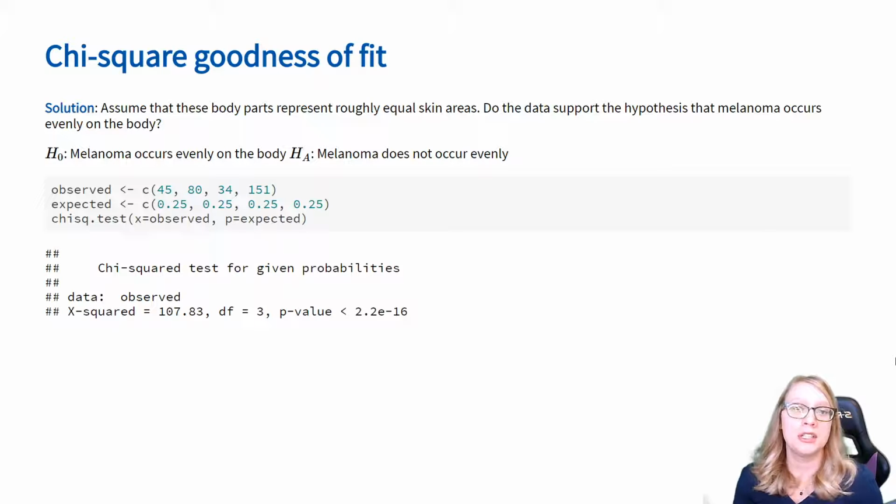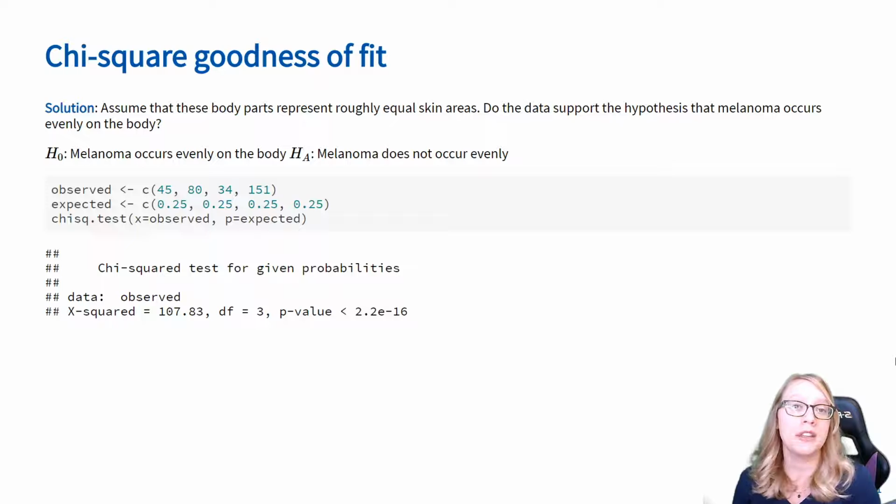In order to do this chi-square test, we need to create 2 lists or 2 vectors in R. One will contain our observed counts. So here are the observed counts, just writing the values from the table. We had 45, 80, 34, and 151. The expected should contain the expected proportions, not the expected counts.